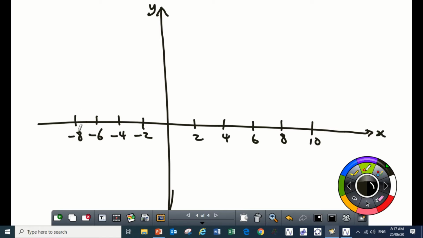Okay, and then my y values, I want you to tell me what are the y values at the turning point? 13.13. Oh, sorry, minus 13.13. Minus, and the maximum, what's the maximum value of y at the turning point? 1.13. Right.